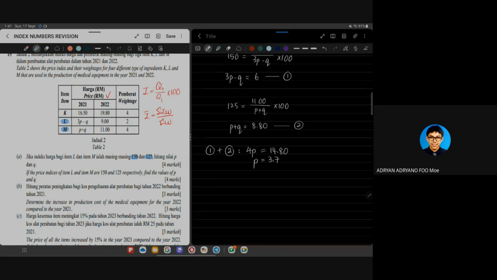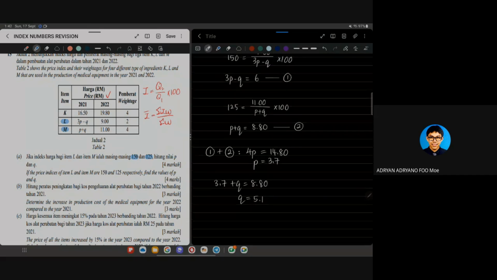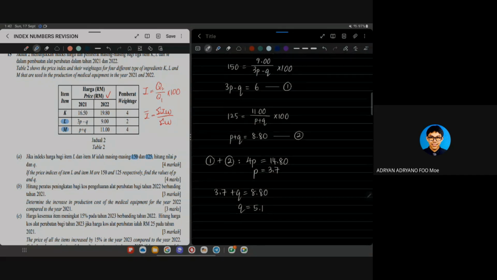Next, I substitute this value into Q. So P plus Q equals 8.80. Q equals 5.1. Okay, this question got 4 marks.